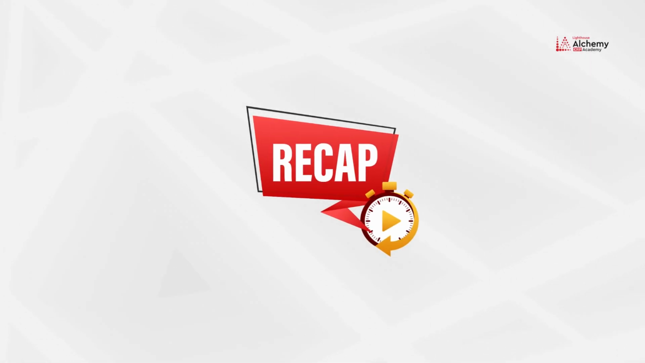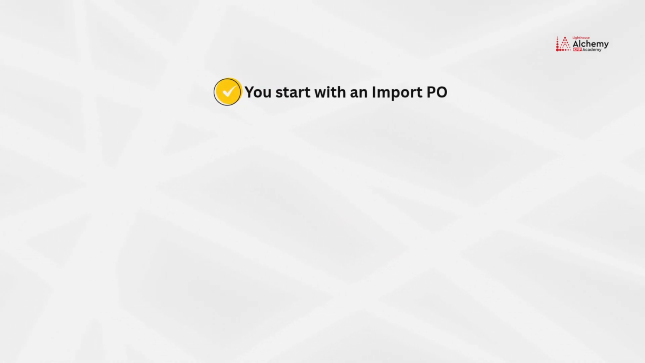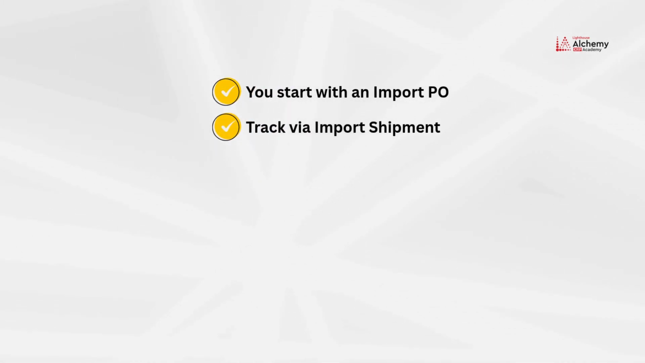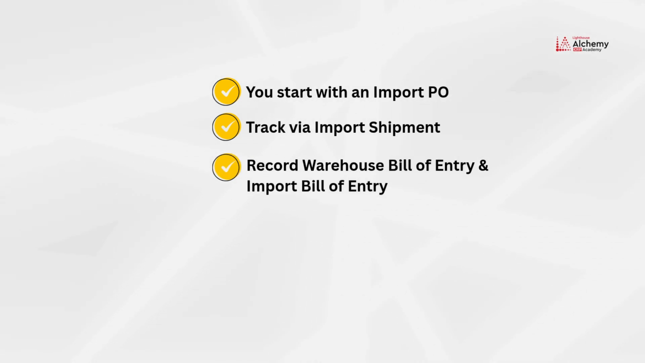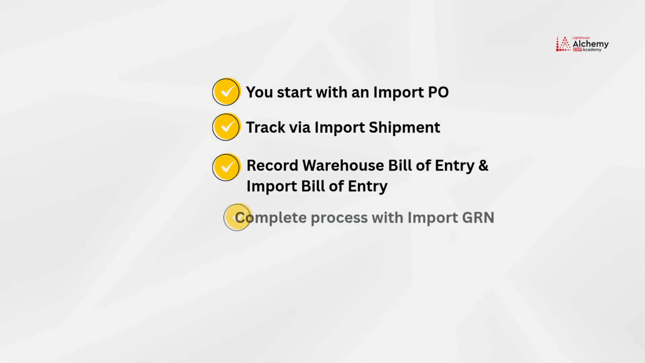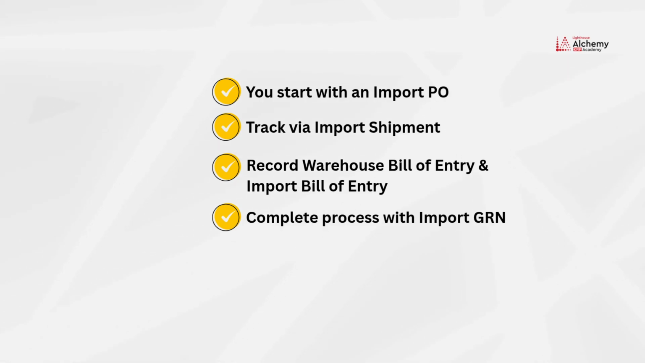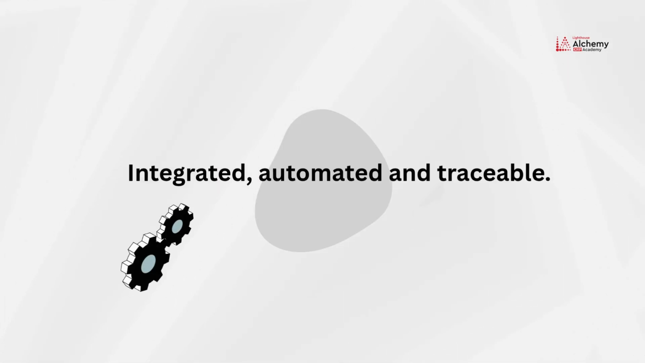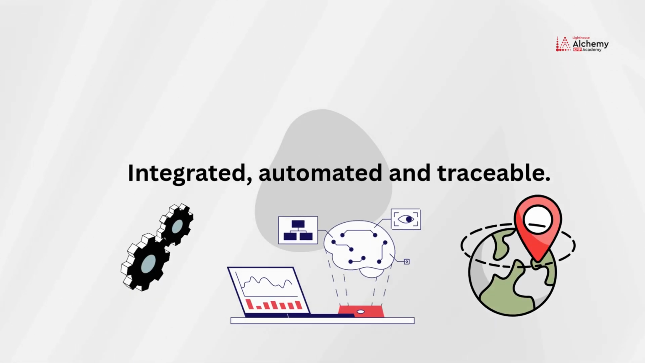Recap and what's next. Let's quickly recap. You start with an import PO. Track via import shipment. Record warehouse bill of entry and import bill of entry. Complete the process with import GRN. Each step is integrated, automated, and traceable.